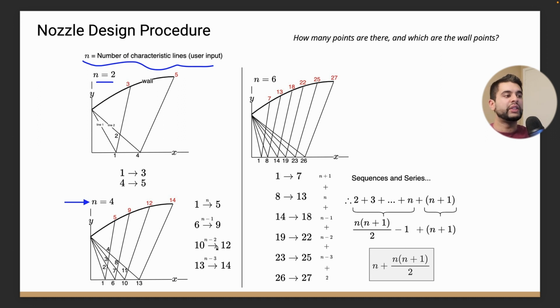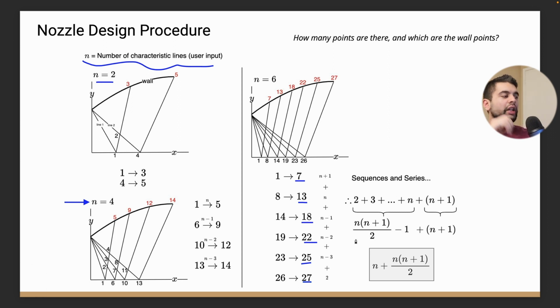So 10 to 12 and then 13 to 14. Similarly here, if you have 1 to 7, that's 1 to n plus 1. Then we have this plus 1 and then 2n. So the spacing here is n plus 1. And then if you add that to n, you get 13 plus n minus 1, 18, n minus 2, 22, n minus 3, 25. And then lastly, n minus 4, which is like 2 here, it's 27.